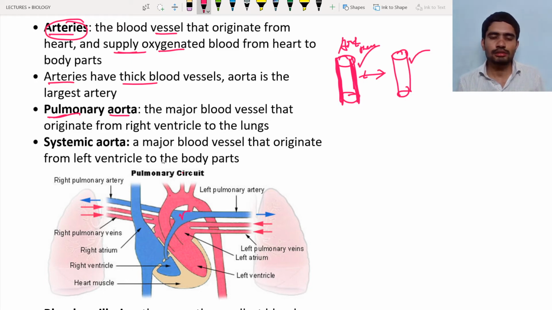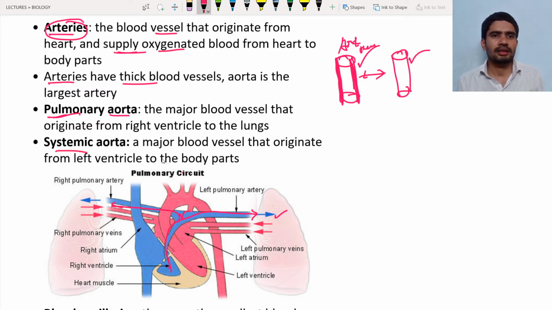So this pulmonary artery is going to supply deoxygenated blood from the right ventricle to the lungs. So this blood vessel, or you can call it a pulmonary artery, is going to supply to the left lung. Okay, to the left lung, and here another branch of it is going to supply deoxygenated blood to the right lung. Okay, so this is the main difference that you can see.